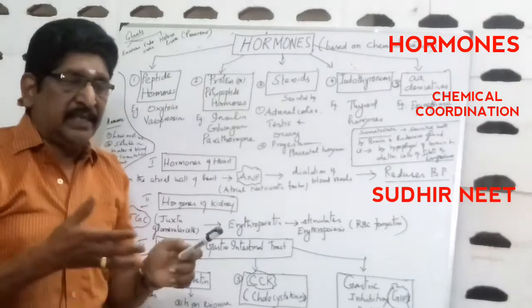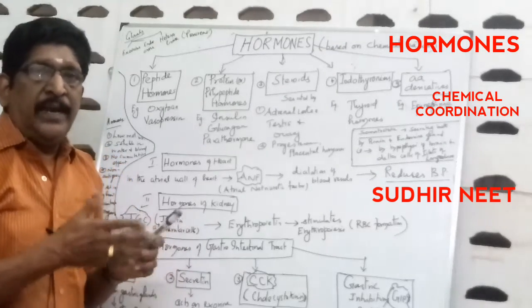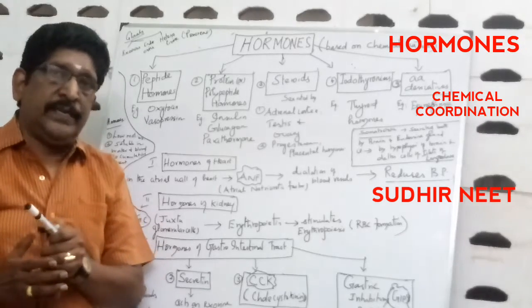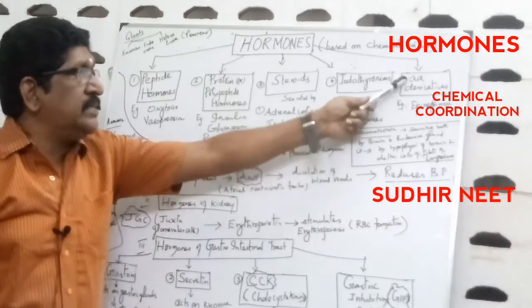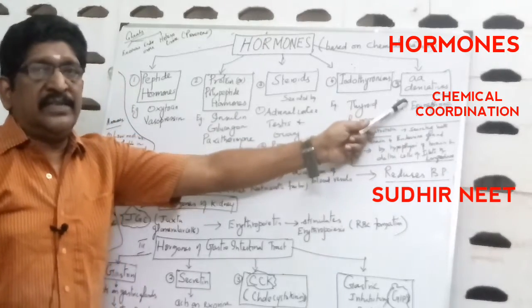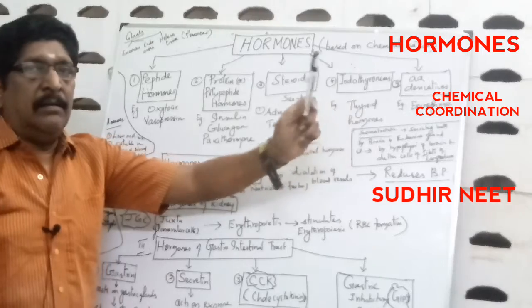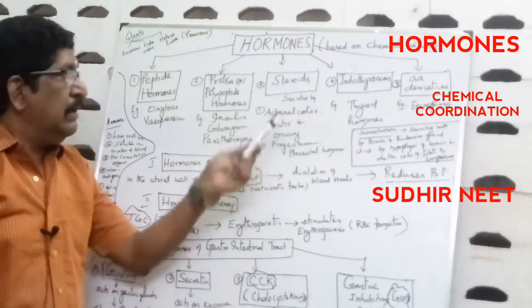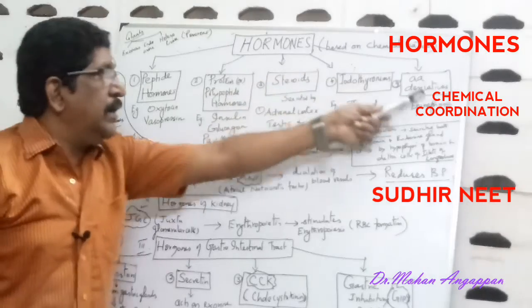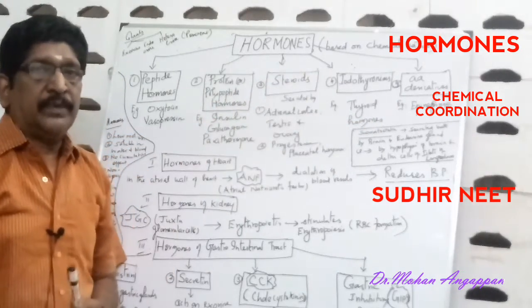The amino acid is the basic fundamental unit of the proteins. Amino acids combine to form dipeptide and then polypeptide and then proteins. So amino acid derivatives, example, epinephrine. This is the epinephrine secreted by the medulla part of the adrenal gland. So these are all the types of hormones based on the chemical nature.